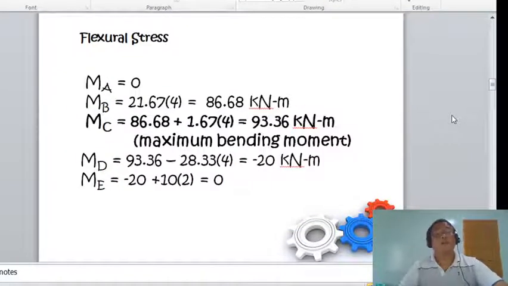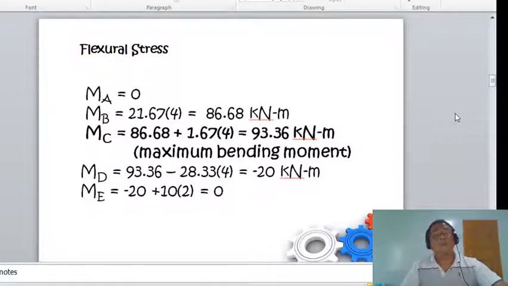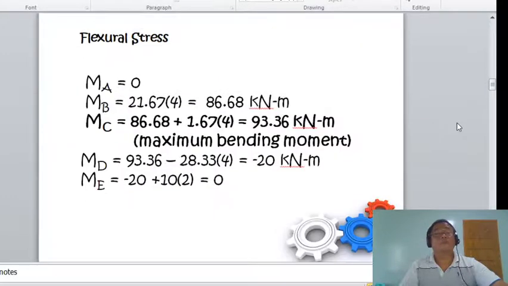Again, taking summation of moment about A equals 0, the moment at B is 21.67 multiplied by 4, that is 86.68 kilonewton meter. So the moment at C is 86.68 plus 1.67 times 4, equals 93.36 kilonewton meter. So the maximum bending moment is 93.36 kilonewton meter. The moment at D is negative 20, and at E it is equal to 0.